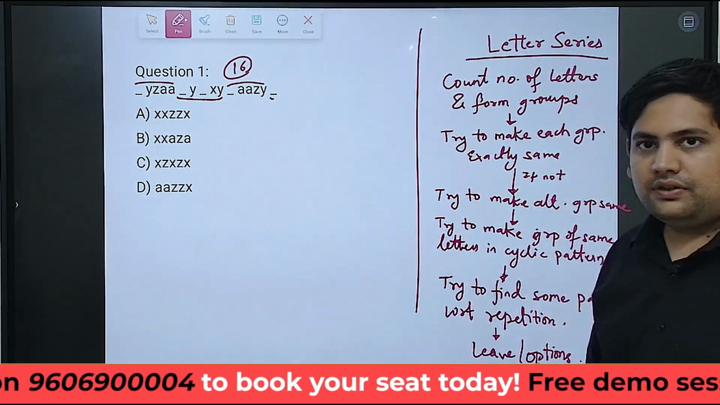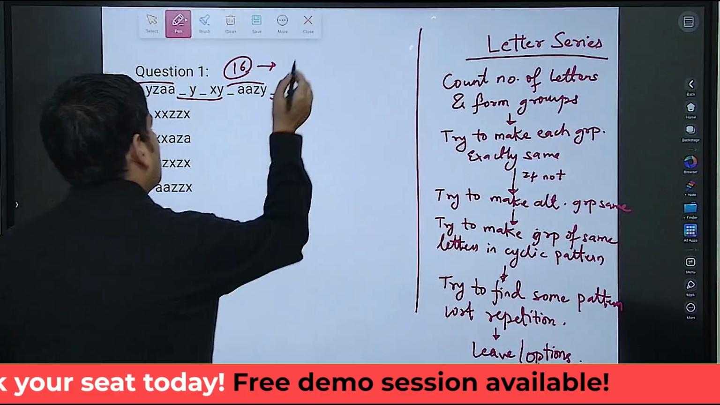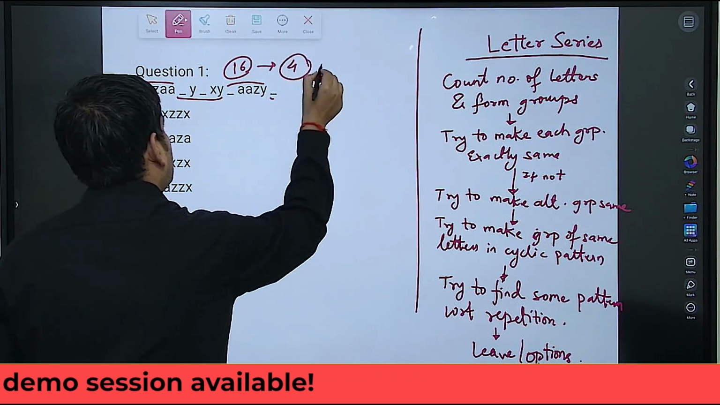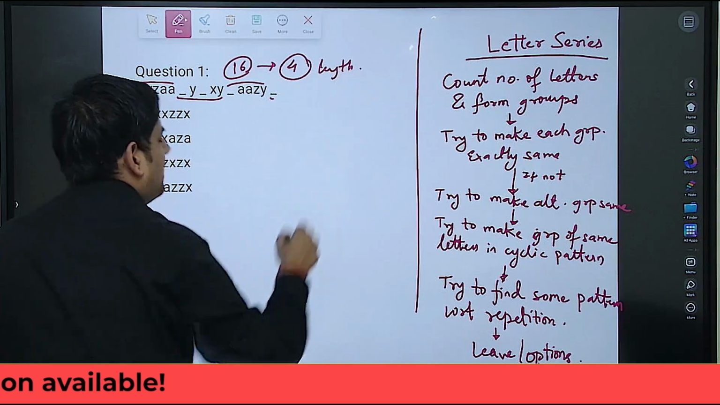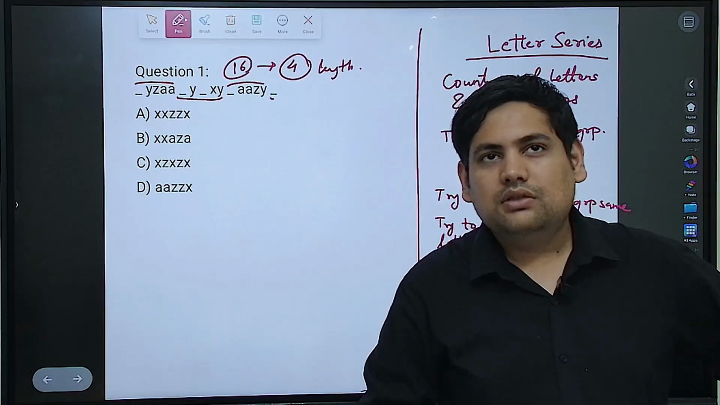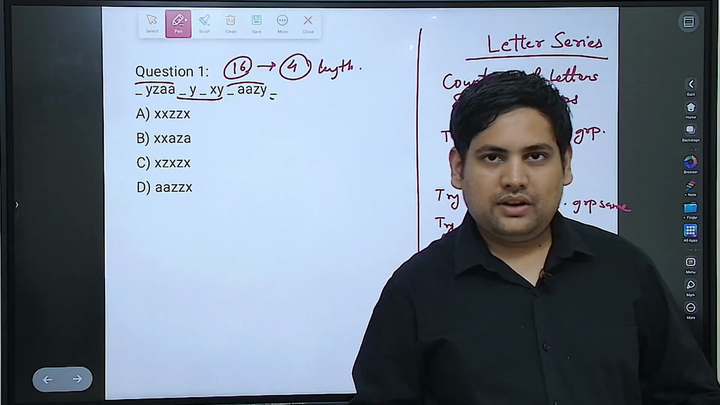Once you find the number of letters, now see its multiples. So 16 means it is 4 into 4. So groups will be of length 4. If it was 12, then groups will be of length 4 or 3. If it was, let's say 15, groups will be of length 3 or 5. Similarly, you have to do.